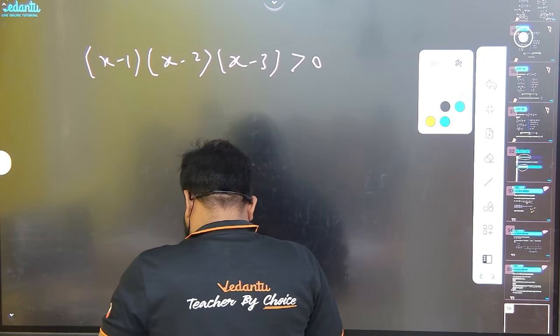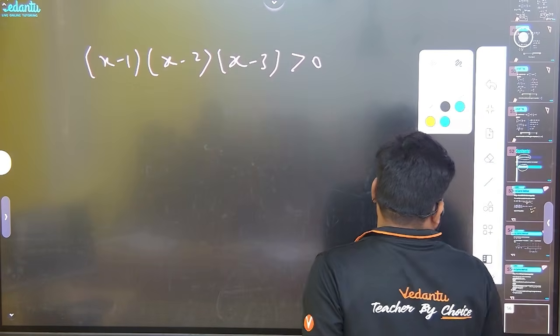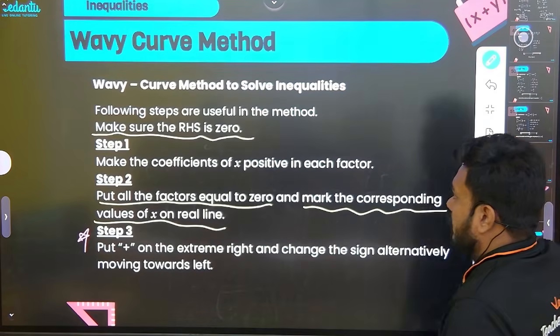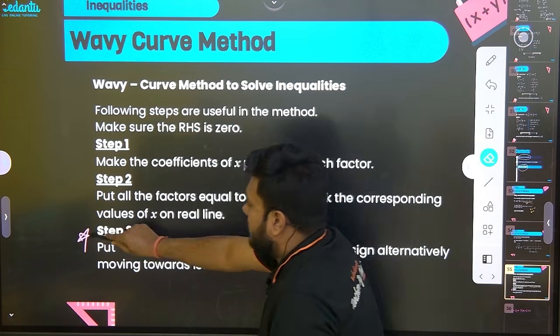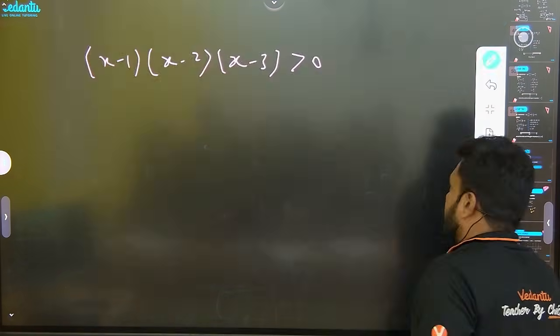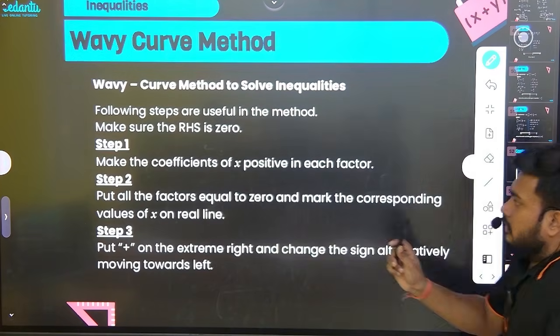This is the question we are doing. Now, again, step by step. Step number 1. As per the rule, what are the rules of the Wavy method? The first rule, make your RHS 0. Check in this. Is my RHS 0 first of all? My RHS is 0.